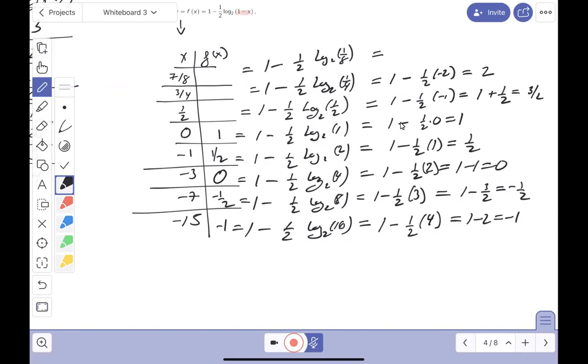What's this one give me? 1 minus 1/2 times minus 3. What do you get over there? 1 plus 3/2. What do you get over there? Well, I forgot to fill this out. Sorry about that. 3/2, 2. And this one's going to be what? Let's see, 5/2, right?